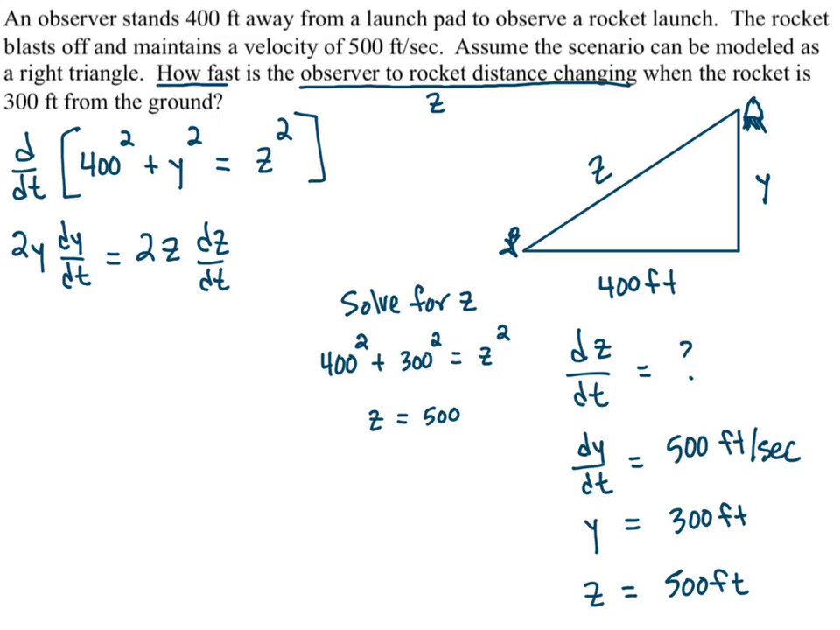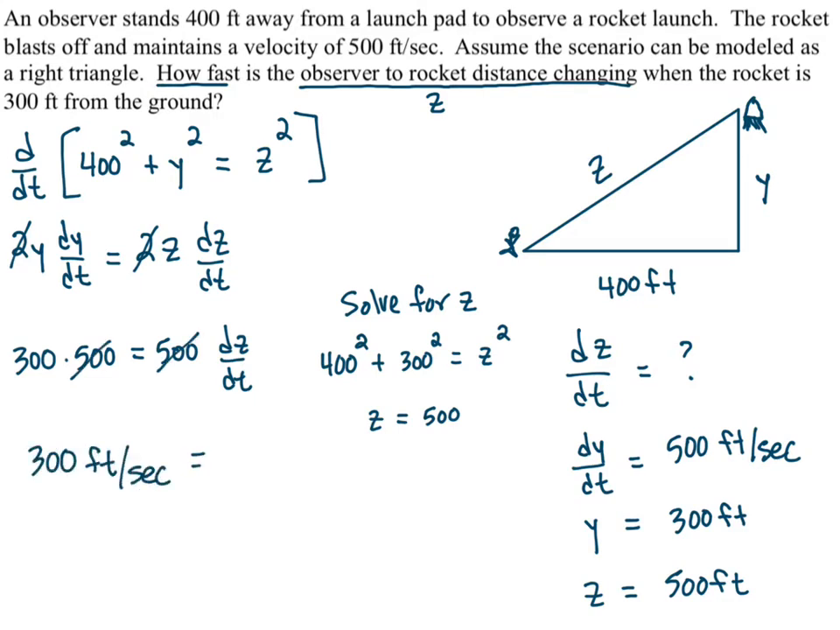So I'll go ahead and plug those numbers in. My y value is 300, so I'll put a 300 there. And my dy/dt is going to be a 500, so I can plug that in there. I'm going to go ahead and cancel the 2's out on both sides early. You don't have to. You could have left them there. It's fine. And then I'm going to solve for dz/dt. So I would divide both sides by 500 again. So it looks like I get 300 feet per second for my dz/dt. It's how fast the distance from the person to the rocket is changing.